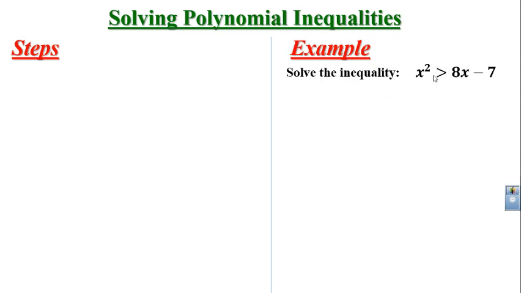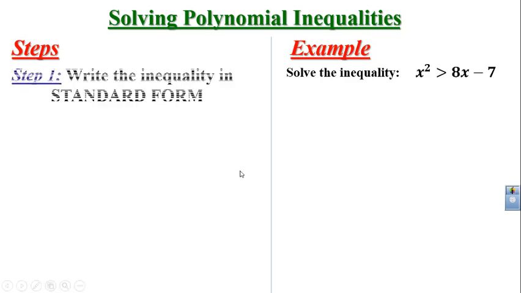So I have an example here. Solve this inequality: x squared is greater than 8x minus 7. So let's go through a few steps. Step number 1, we will first write this inequality in standard form. So I'll move the 8x to both sides and the 7 to both sides.